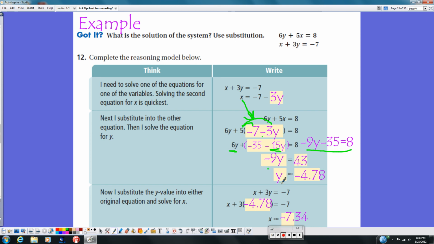Dividing both sides by the coefficient on y, notice this time we don't get a whole number for an answer. We have to use an approximation here, and sometimes that happens when you solve systems. They don't always come out with a whole number. So we take our approximation for y and we substitute that in, and we end up with an approximation for x as well. x equals negative 7.34.